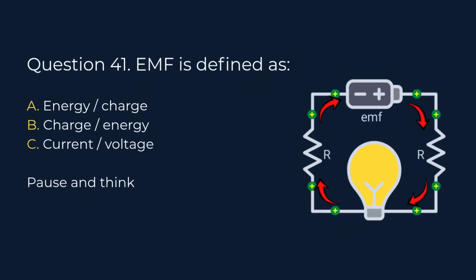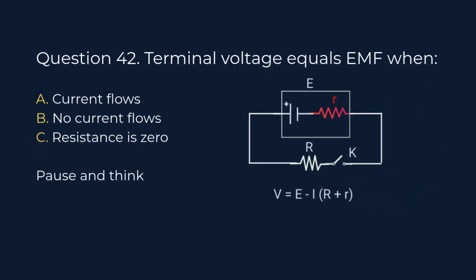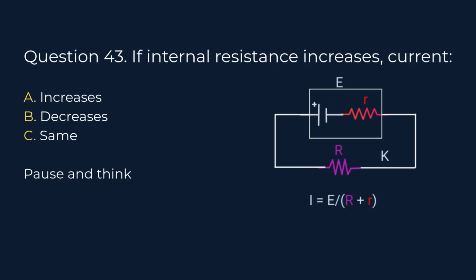Question 41. EMF is defined as A, energy per unit charge, B, charge per unit energy, C, current per unit charge. Question 42. Terminal voltage equals EMF when A, current flows, B, no current flows, C, resistance is zero. Question 43. If internal resistance increases, current A increases, B decreases, C same.